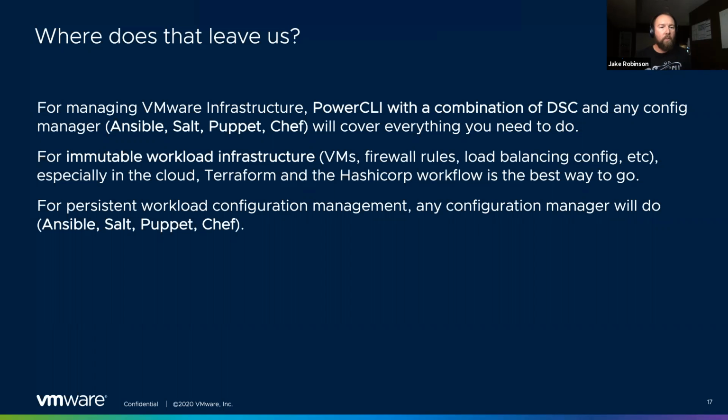For immutable workload infrastructure, everything from VMs, firewall rules, load balancing, stuff like that, especially in the cloud. So if you're running on VMware Cloud on AWS, Terraform's the way to go. For persistent workload configuration management, I would say, pick a configuration manager that you like best. So check them all out and see what you like. Obviously, VMware is in the process of putting an offer on Saltstack, so we'll put that little plug in there.